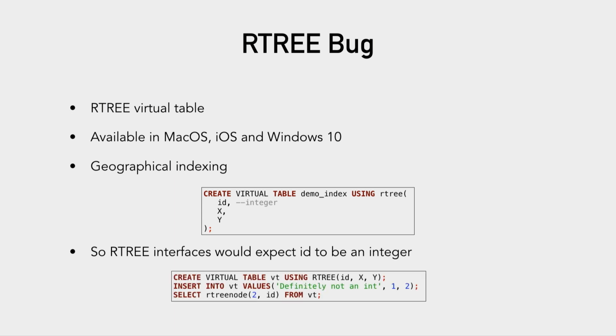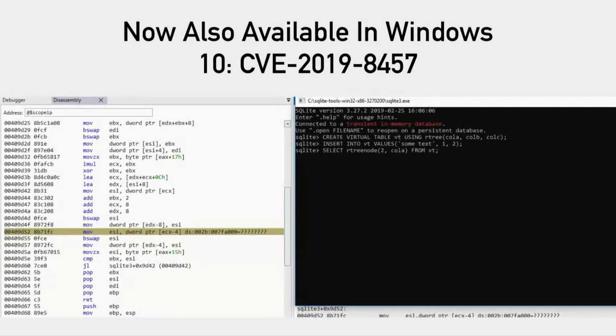But if we create a virtual table using the R-tree module, and we insert a value where ID is definitely not an integer, but a string, and then we use the R-tree node, that is one of the R-tree interfaces, we get the following CVE. That's an out-of-bound read, and it's really cool because this bug is now available in iOS and macOS, and as you can see here, also in Windows 10.